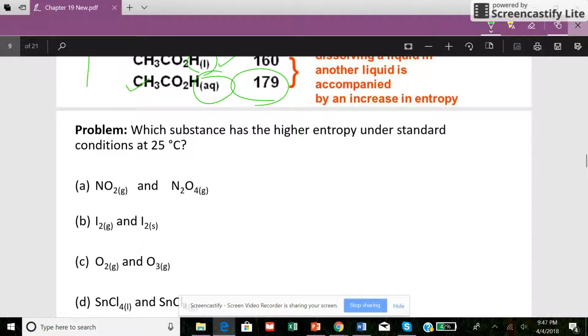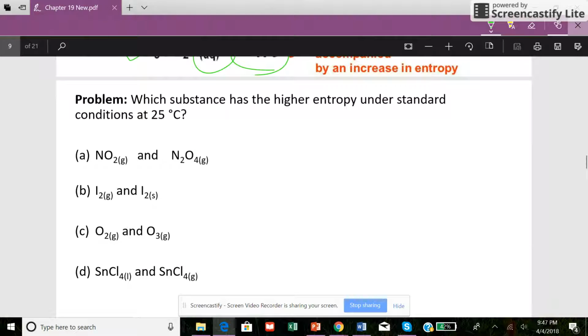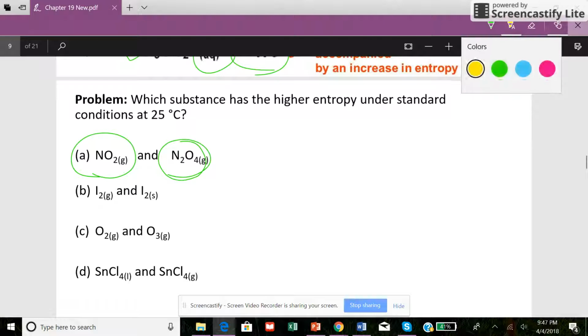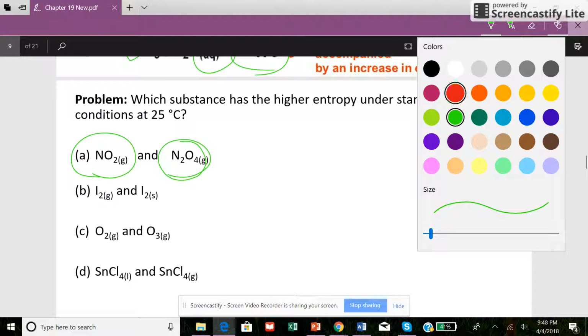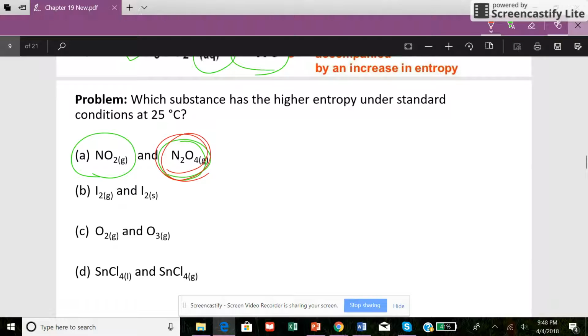Lastly, let's take a look at an example. Your homework is pretty much like this. If you compare nitrogen dioxide and dinitrogen tetroxide, let's use a highlighter. You know that this molecule will have higher entropy because it is bigger. Now you have gas and you have solid. Gas will have higher entropy.